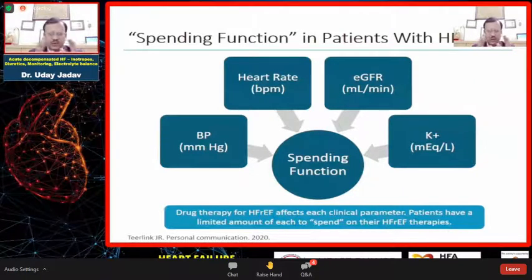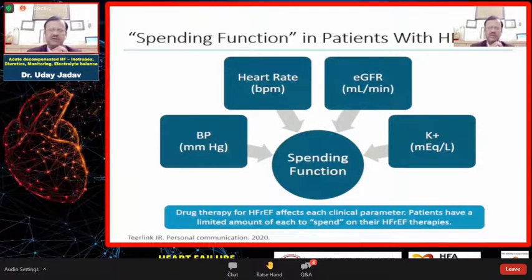Having said all this, in a patient with heart failure with reduced ejection fraction and acute heart failure, when you look at the chronicity of the disorder, the spending function is affected by four major aspects: their heart rate, their blood pressure, the eGFR, and the potassium. And when I think about the patients whom we see in our intensive care units with acute heart failure or acute decompensated heart failure, it's the same.